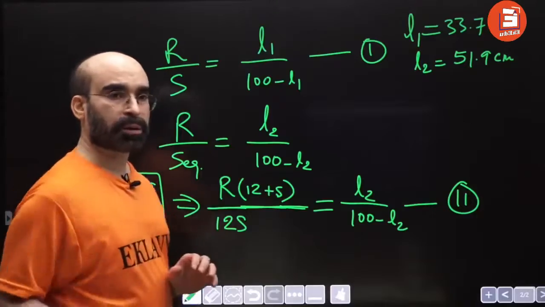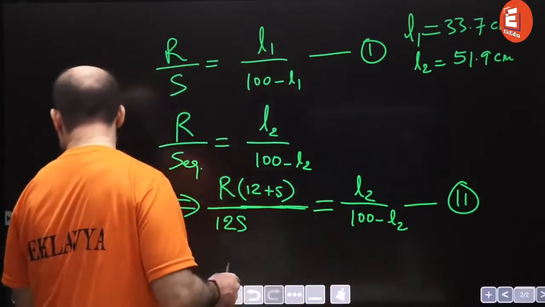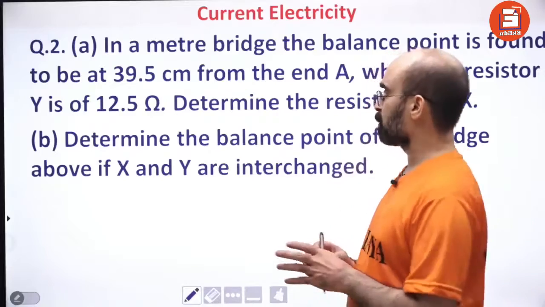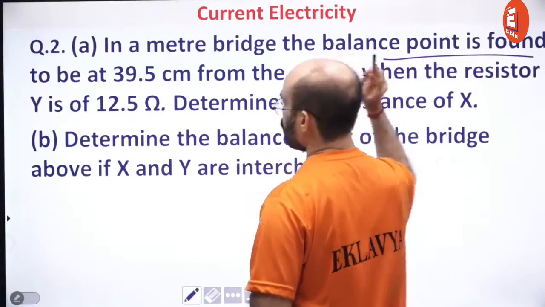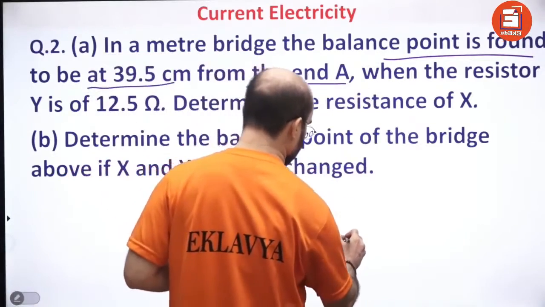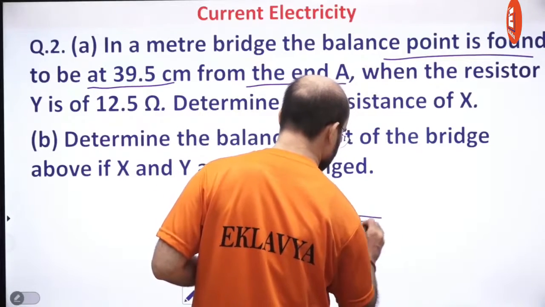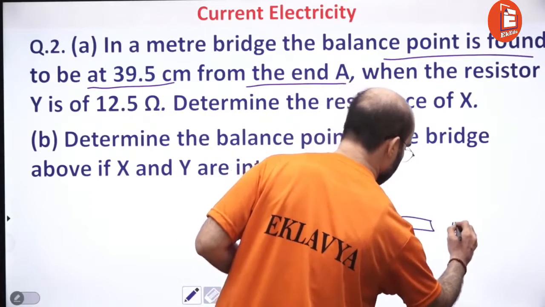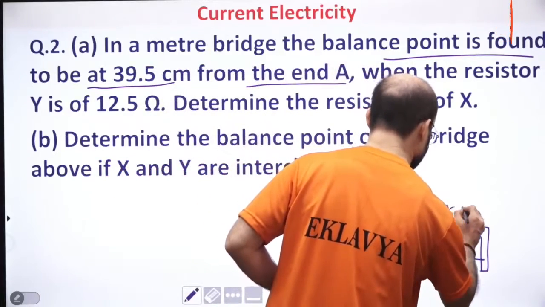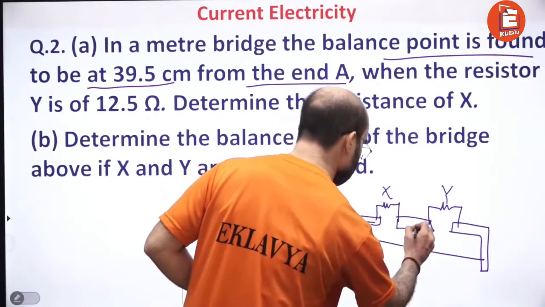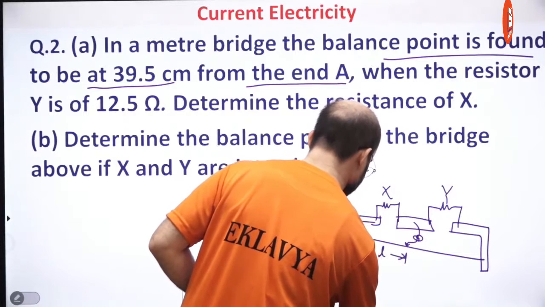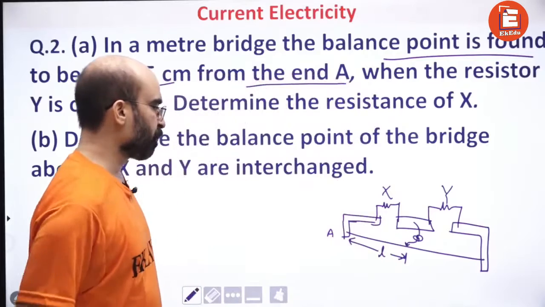Now let us take up another question where we have a different situation. No additional resistor is connected. The balance point is found to be at 39.5 centimeter from end A. This is end A, and they have talked about this as X and this as Y. The balance point is obtained at this L. This is a very simple calculation.